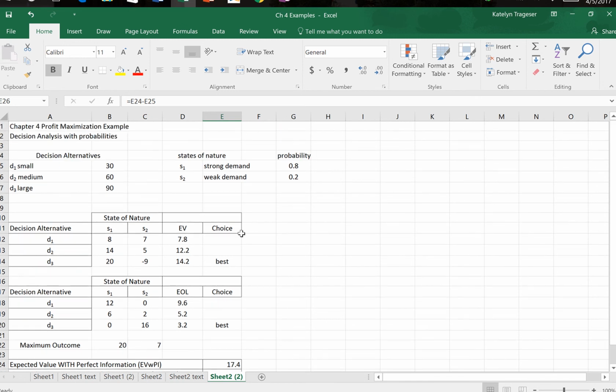So again, this example was a profit maximization example from chapter 4 in our text dealing with probabilities.